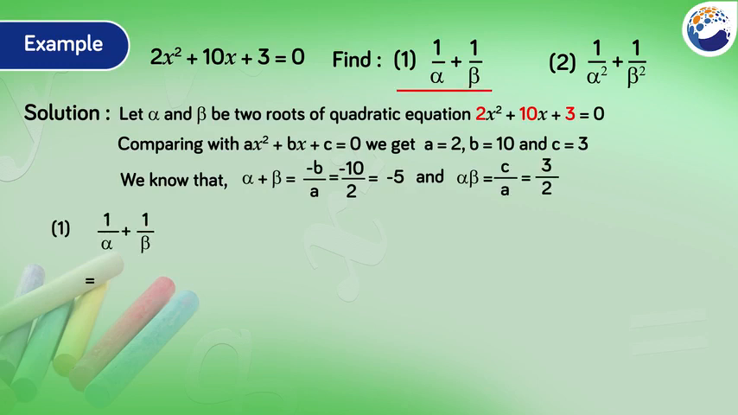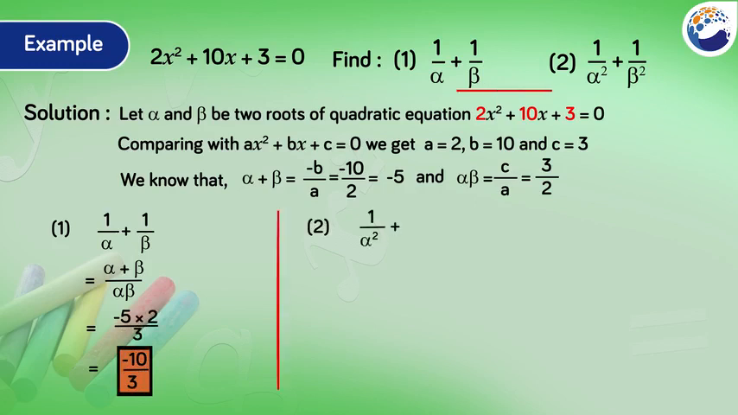Then taking LCM, it will become alpha plus beta upon alpha into beta, which is equal to minus 5 upon 3 by 2. 2 goes to the numerator and gets multiplied with minus 5, which is equal to minus 10 upon 3. Now we take 1 upon alpha square plus 1 upon beta square.